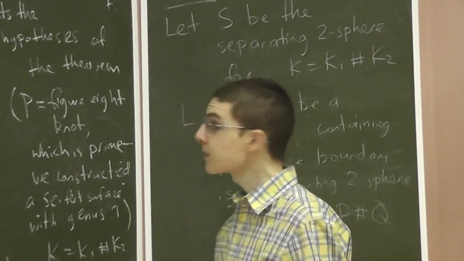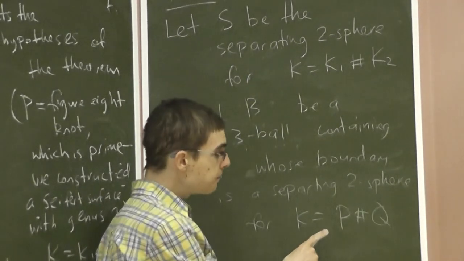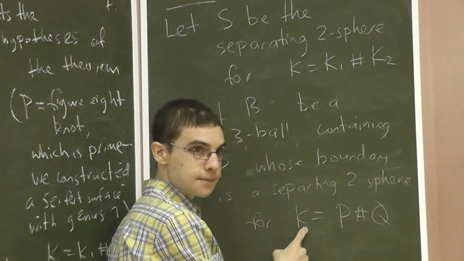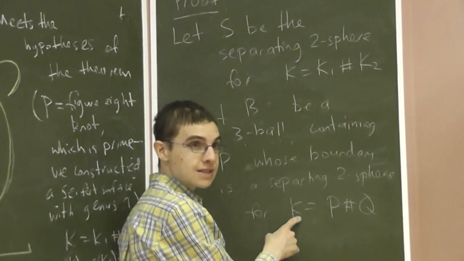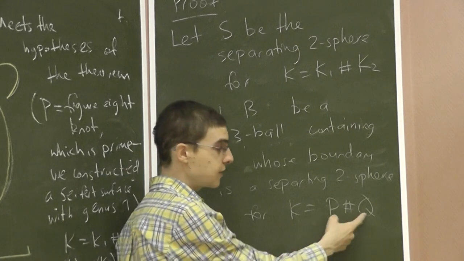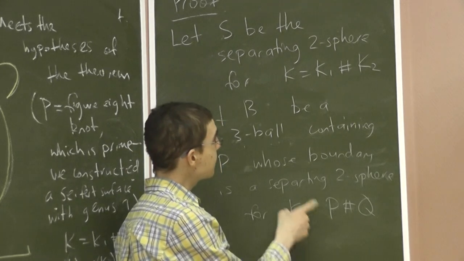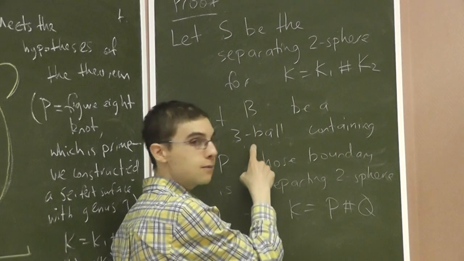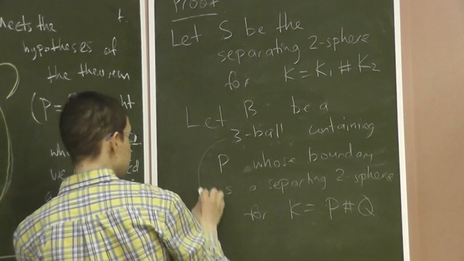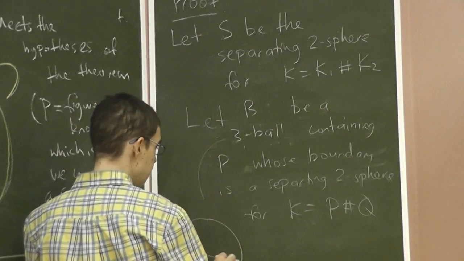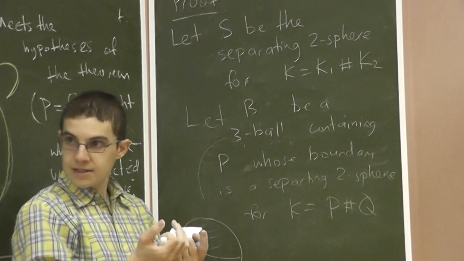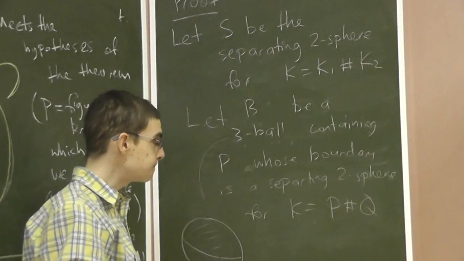So what I mean here is, when we form the connect sum, we know we have a two-sphere that meets a knot in two places. On one side of the two-sphere you have P, and on the other side you have Q. I'm just saying, let one of the sides be B, which would be a three-ball. So take a two-sphere, and just fill it up, and that's a three-ball.